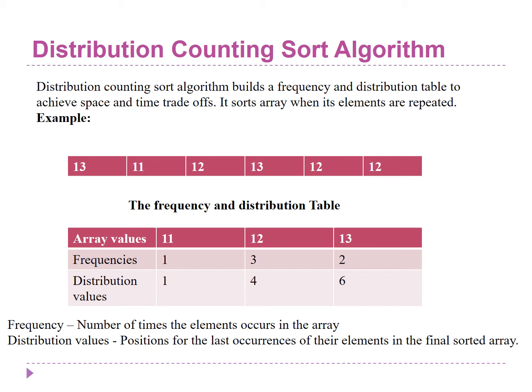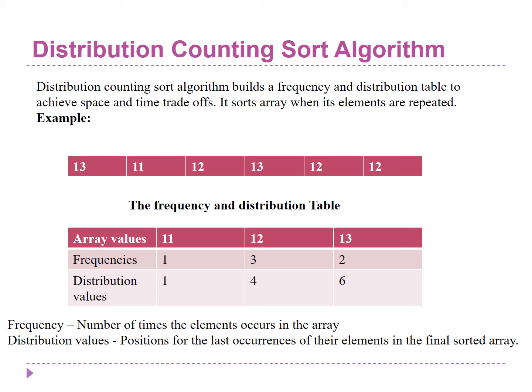Distribution counting sort algorithm. The distribution counting sort algorithm builds a frequency distribution table to achieve space and time trade-offs. It sorts an array when its elements are repeated. Let us see an example for distribution counting sort algorithm.